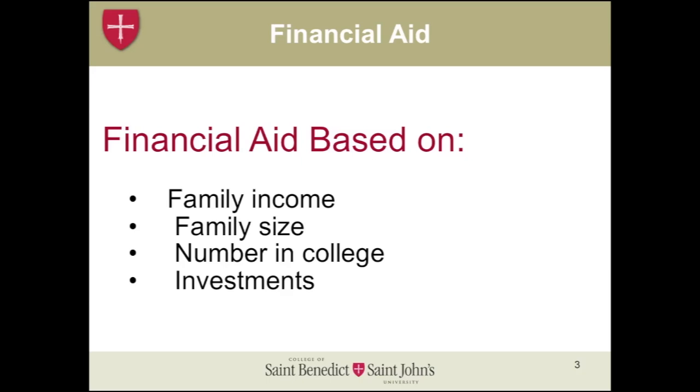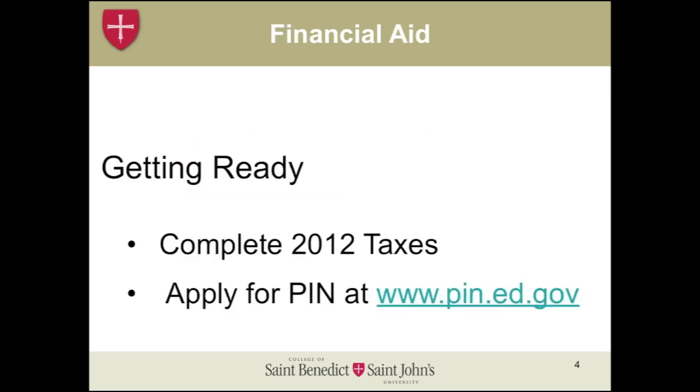The assets that you do not need to report include the value of the family home or home equity, the value of a small family business if it has less than 100 employees, and the value of retirement accounts such as a 401k or a 403b. You do, however, have to report current year or prior year contributions to these plans as untaxed income. Now, the FAFSA, which I'll discuss shortly, will provide detailed instructions on what to include. Let's go to slide 4.